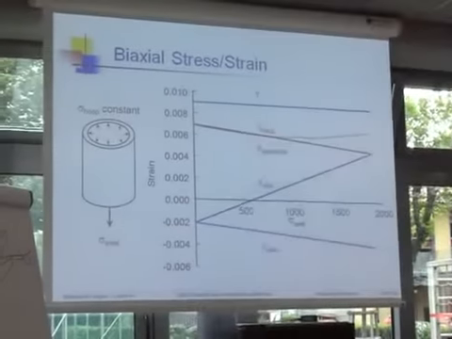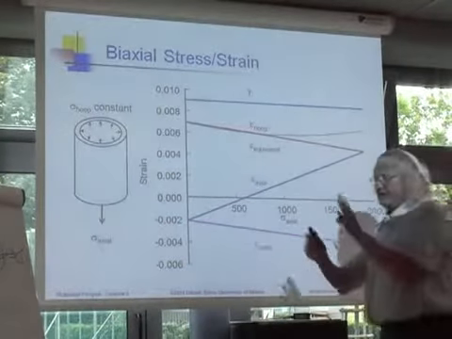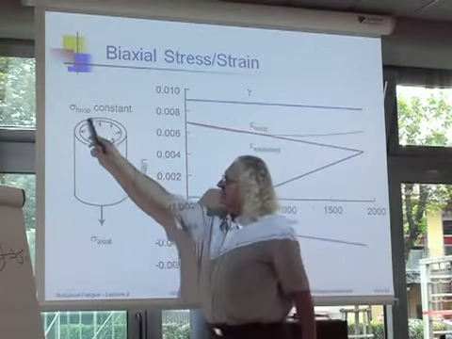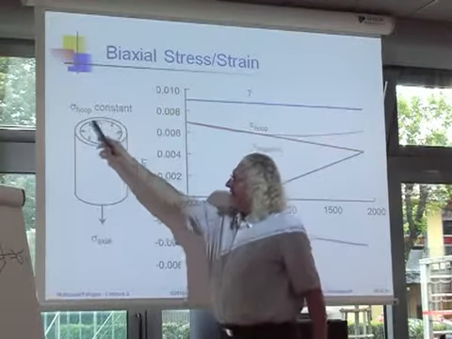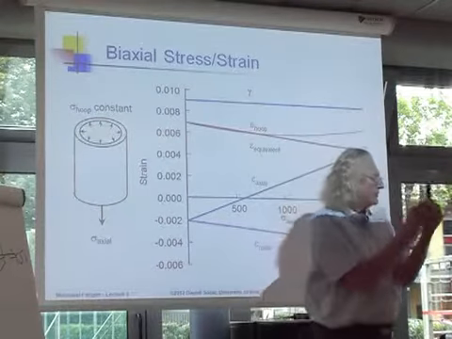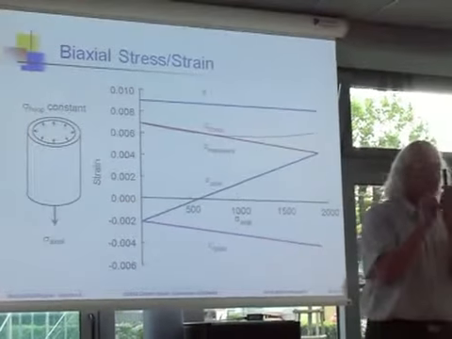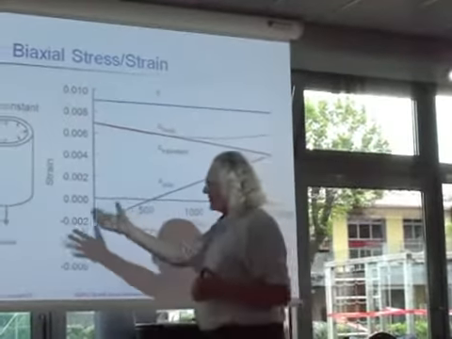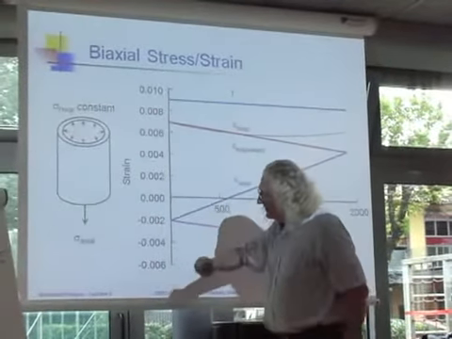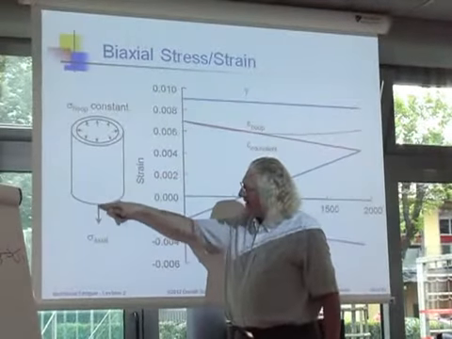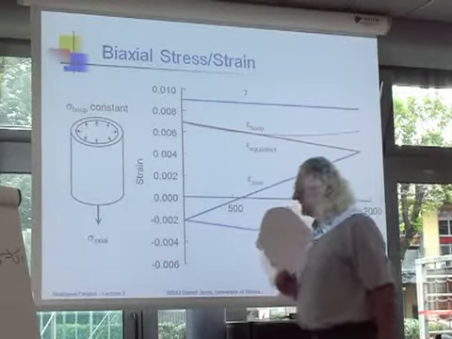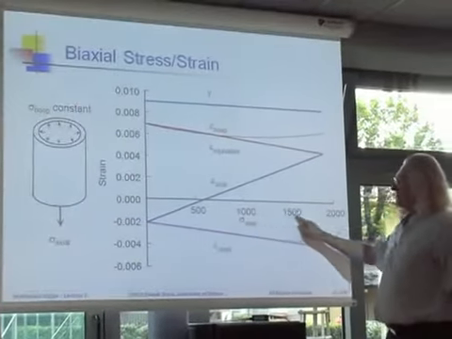All right, let's look at that. So let's think of a real scenario. Let's take this tube like this, and I'm going to pressurize the inside of the tube so that I have a constant hoop stress. And when I pressurize the tube for that constant hoop stress, then I'm going to start applying an axial stress to this tube. And that's what happens as I apply the axial stress.